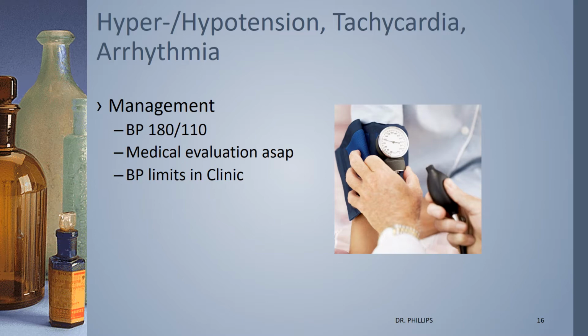So for hypertension, if the person does have hypertension, typically it's really going to be a concern, and this is in the textbook, if it's 180/110, the person needs to have a medical evaluation immediately. Now our blood pressures in the clinic are going to be different because there's going to be several of you in there, so we're treating more patients at one time. So our blood pressure limits in the clinic will be 164/96.